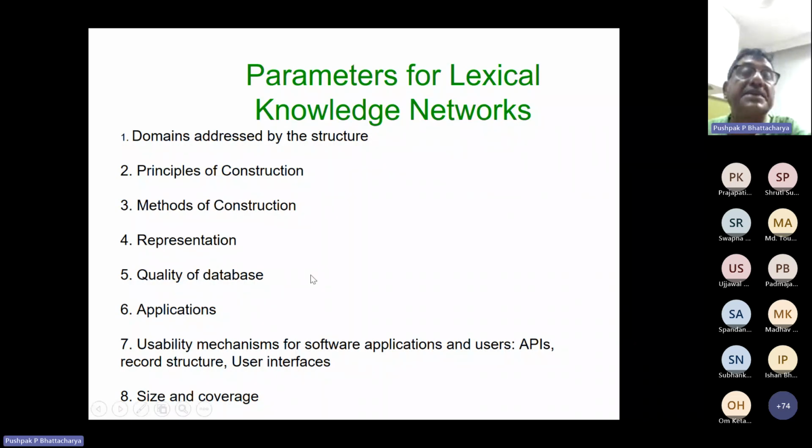So the domain addressed by the structure, is it law or medicine or sports and so on? The principle of construction: what are the principles, which will get elaborated as we go ahead? Method of construction: is it automatic, semi-automatic, manual? If it is automatic, does it make use of dependency parsing, which typically it has to? Representation: how will the knowledge graph be represented? It is typically represented in the form of tuples these days, entity 1, relation, entity 2.